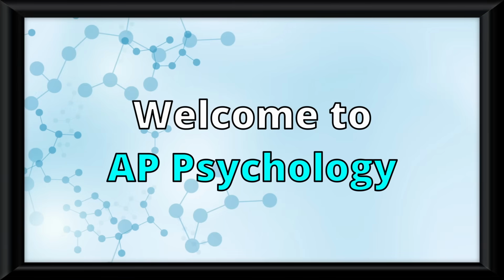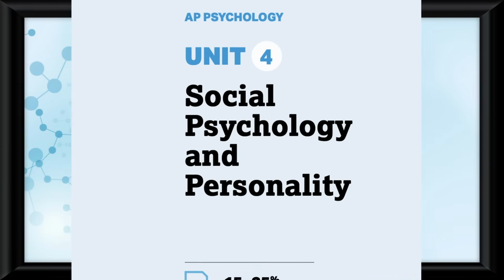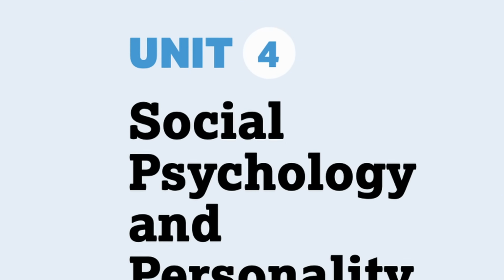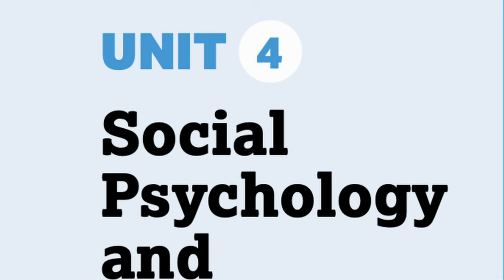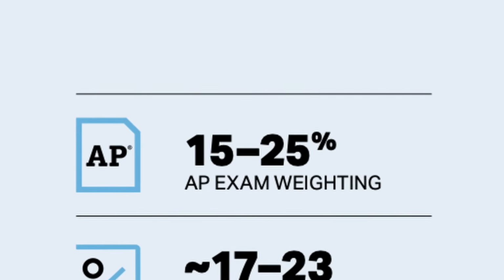Welcome to AP Psychology Unit 4. This unit covers social psychology, humanistic, psychodynamic, cognitive. You know what? It just covers a lot of different approaches to psychology. As is typical, this unit will be worth 15 to 25% on your AP exam.